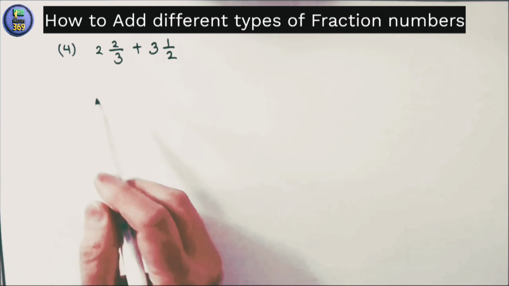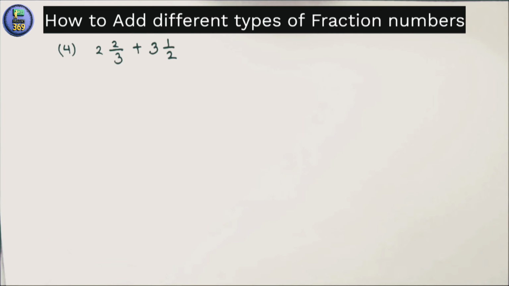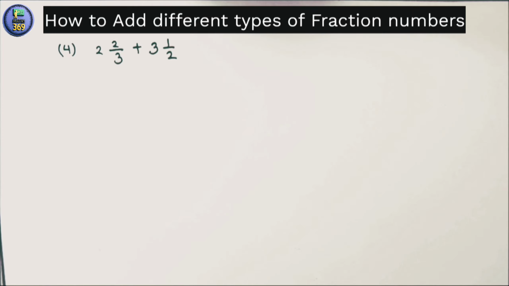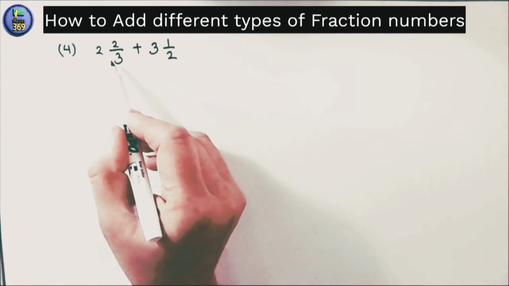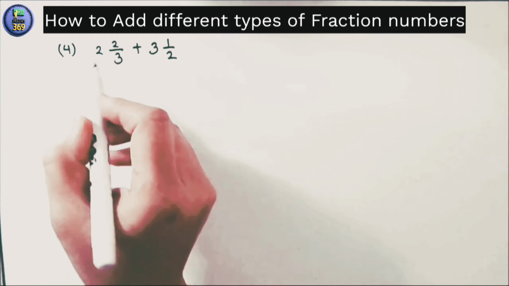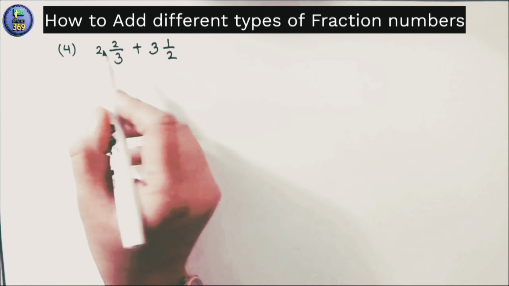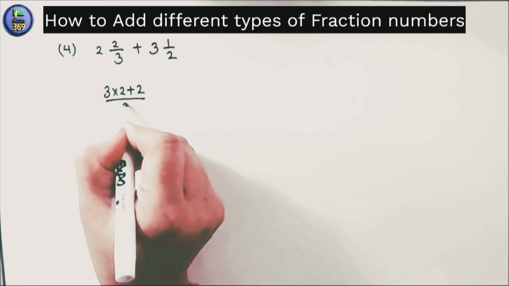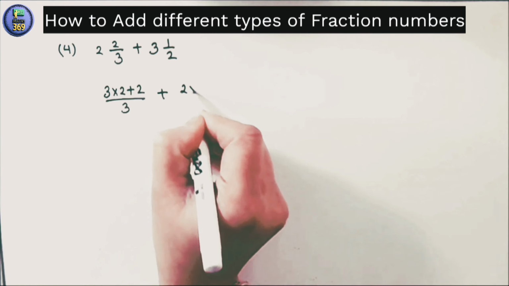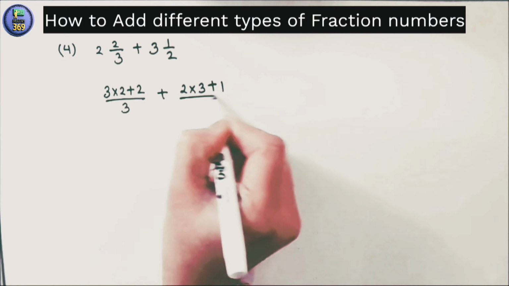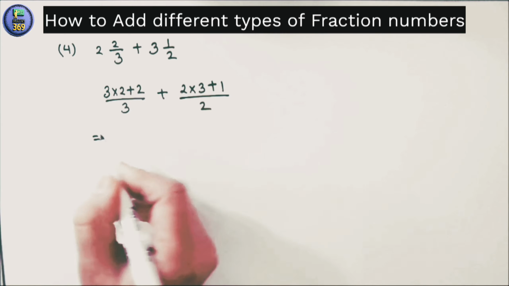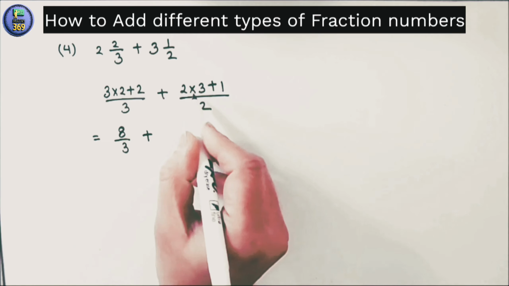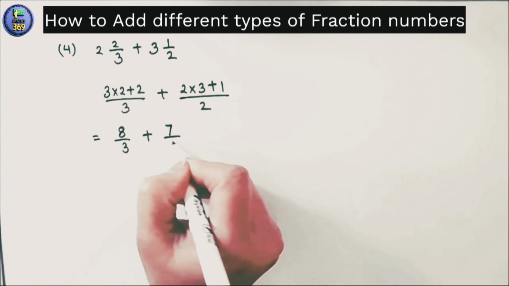Let's move on to our next example, in which we are adding two mixed fractions. The addition of mixed fractions is the same as improper fractions. There will be an extra step, which is the first step, to convert this mixed fraction into an improper fraction. So first we will convert this mixed fraction into improper fraction. So this will be 3 times 2 plus 2 divided by 3 plus 2 times 3 plus 1 divided by 2, which is equal to 6 plus 2 is 8, 8 by 3, and this is equal to 6 plus 1 is 7, 7 by 2.